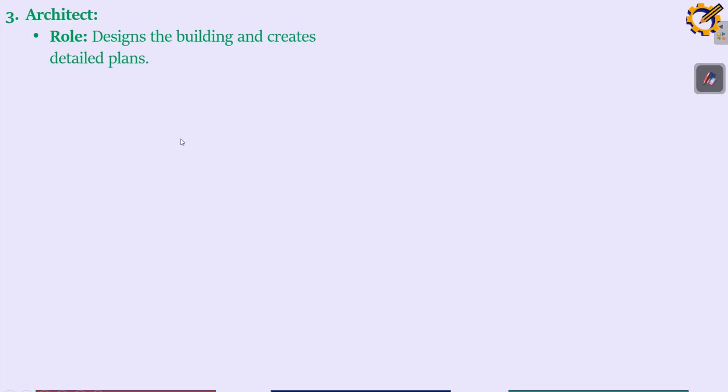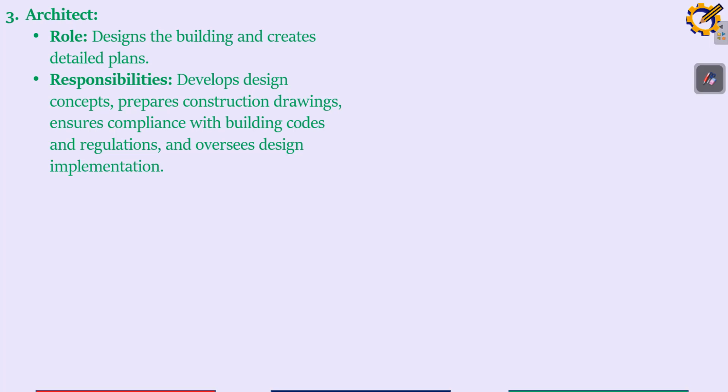Okay. So the third person the client will meet under the client party is the architect. Remember I told you that the architect can also fulfill the role of project manager or client representative. The role of the architect is to design the building and create detailed plans to the client's taste. Yes, I forgot to put that one. He must design it to my taste. If it doesn't meet my taste, I will not approve it. The responsibilities of the architect are to develop design concepts, prepare construction drawings, ensure compliance with building codes and regulations, and oversee design implementation.